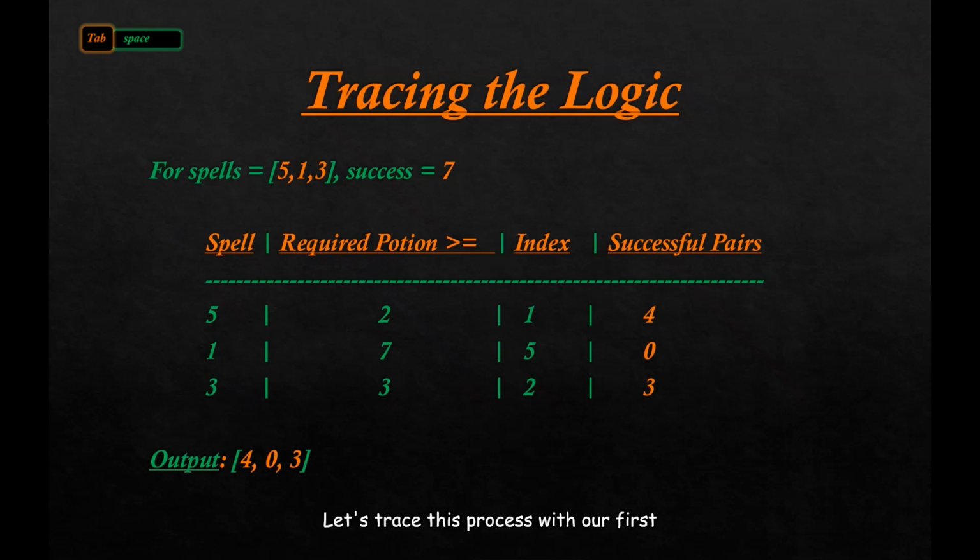Let's trace this process with our first example. For spells 5, 1, 3 and success 7, spell 5 needs potions greater than or equal to 2, which is 4 successful pairs. Spell 1 needs potions greater than or equal to 7, hence 0 successful pairs. Spell 3 needs potions greater than or equal to 3, hence 3 successful pairs. The final output is 4, 0, 3, just as we expected.